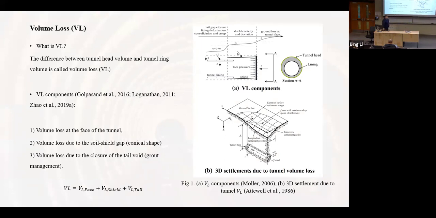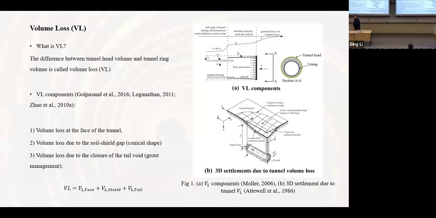It has several factors depending on the type of soil. For example, for sand, we have a volume loss at the face of the tunnel. We have a volume loss above the conical shape of the TBM. And we have a volume loss at the closure of the tail void. For clay, we have to think about volume loss due to the consolidation along the tunnel.